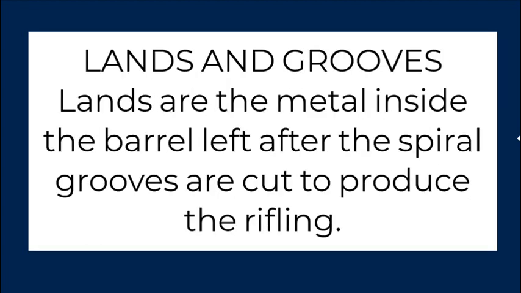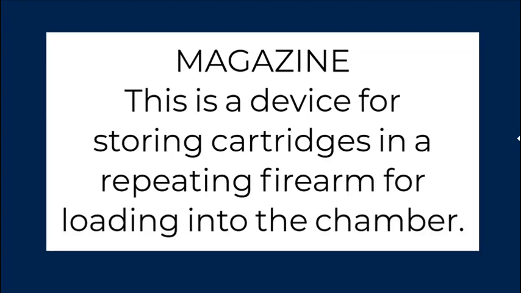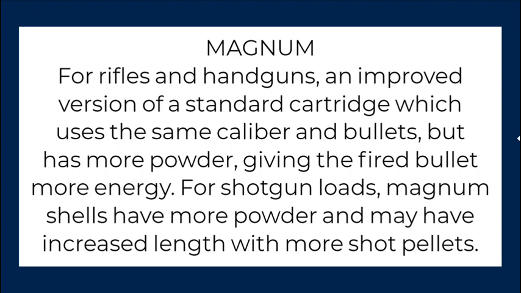18. Lands and grooves. Lands are the metal inside the barrel left after the spiral grooves are cut to produce the rifling. 19. Magazine. This is a device for storing cartridges in a repeating firearm for loading into the chamber. 20. Magnum.